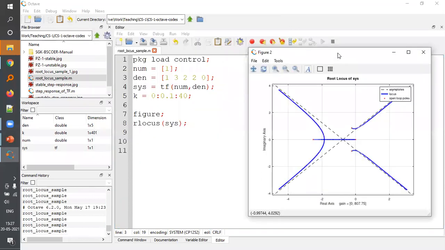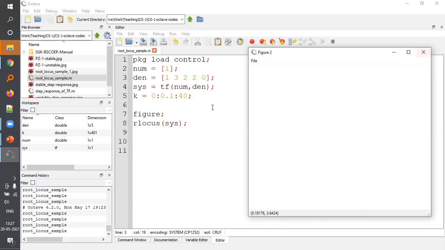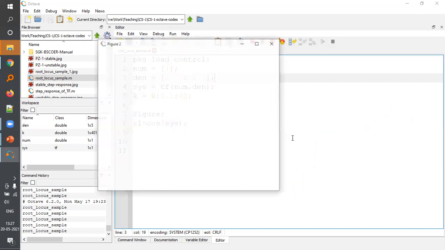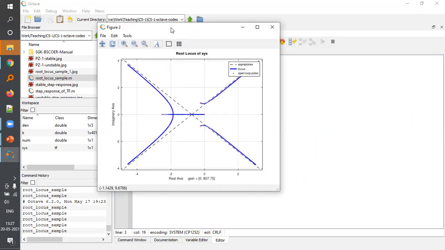It has changed a lot, right? But more importantly, what you can see is, as I talked about in the beginning, the plane gets divided into 4 sections, and the angles of the asymptotes you can see are now 45, minus 45, and 135, minus 135, right? So this is how you can see. Okay, I will not close that figure.